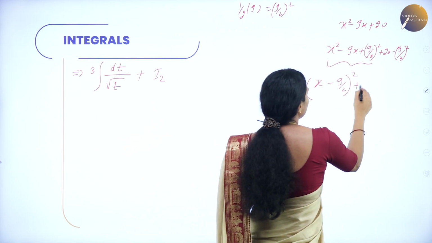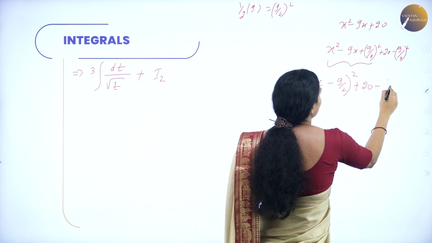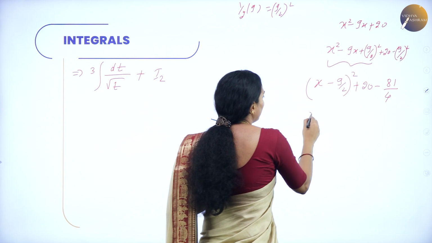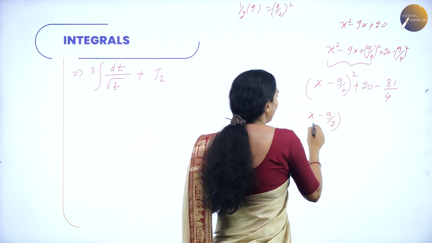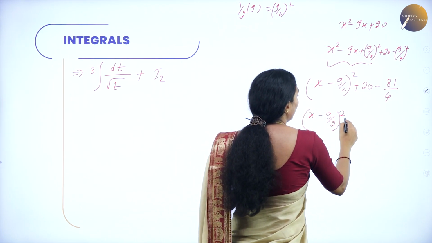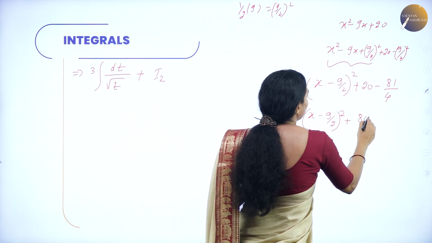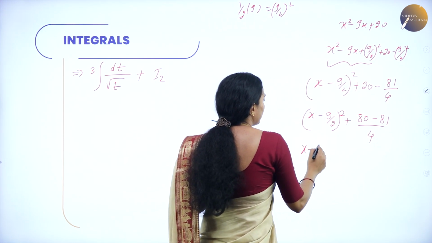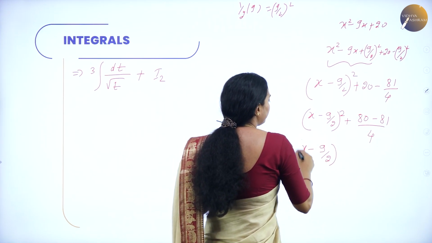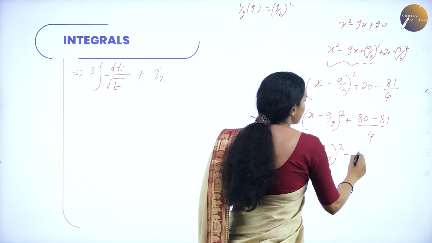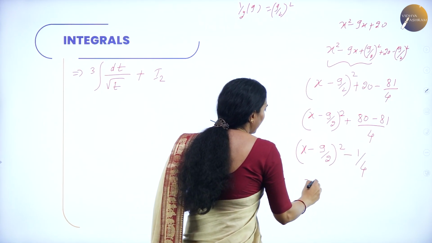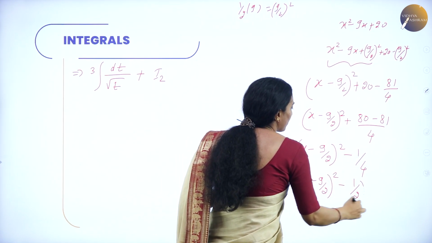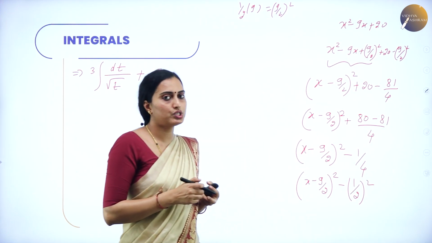Now this you can have x squared minus 9x plus 20, which is x minus 9 by 2 whole square minus 81 divided by 4. You can take the LCM there: 4 twos are 8, so 80 minus 81 divided by 4, which will become x minus 9 by 2 whole square minus 1 by 4. Now you can have x minus 9 by 2 whole square minus 1 by 2 whole square. I hope you understood this one.